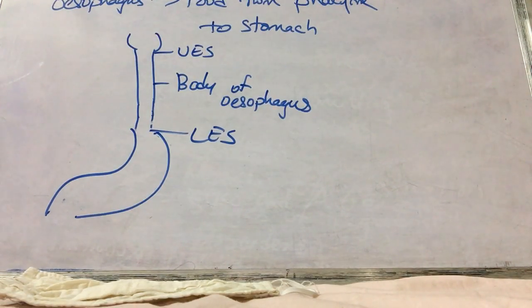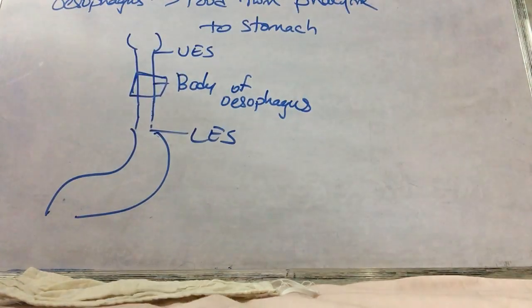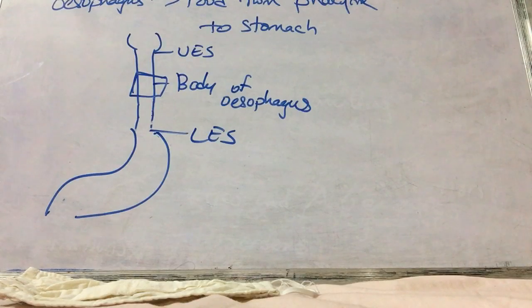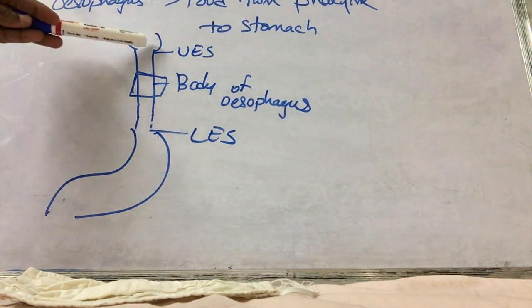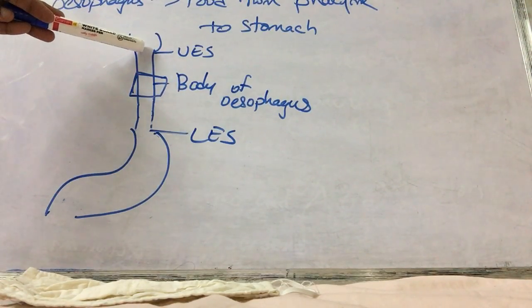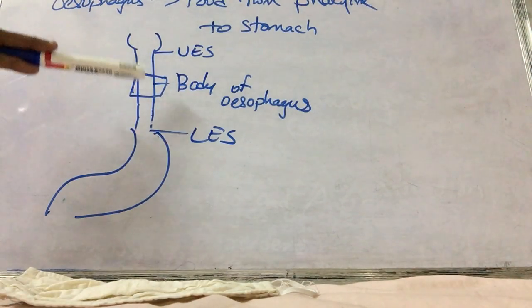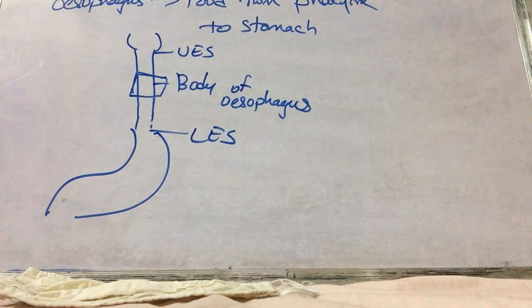In the upper part of the esophagus, the muscles are striated, and lower part there are smooth muscle. Whereas in the middle, that is the body of the esophagus, it consists of both striated muscle and smooth muscle. And all the muscles of the esophagus are innervated by vagal fibers. So these are the parts of esophagus: upper esophageal sphincter, lower esophageal sphincter, and body of esophagus. Upper esophageal sphincter consists of striated muscle, whereas lower esophageal sphincter consists of smooth muscle, whereas the body of esophagus consists of both striated and smooth muscle.